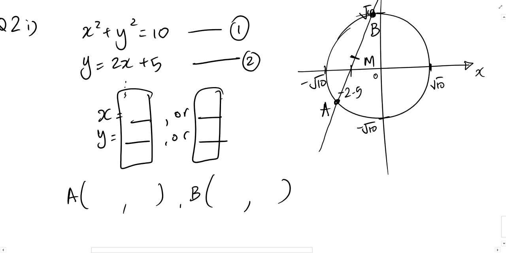Find the gradient of AB, then you find the gradient of the perpendicular line, because the product is -1, right? Don't go and make the assumption that it passes through 0. Nobody said that. But subsequently you will learn that it actually passes through 0. Next time, okay? Next time you will learn.